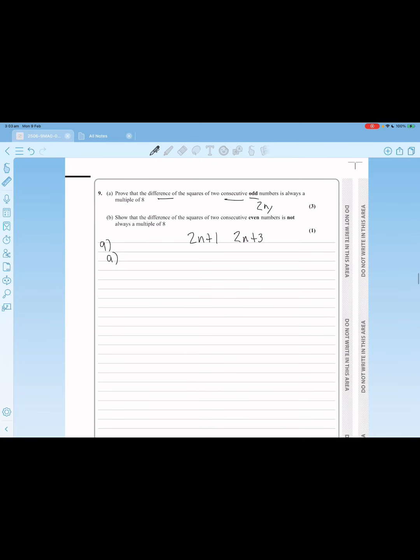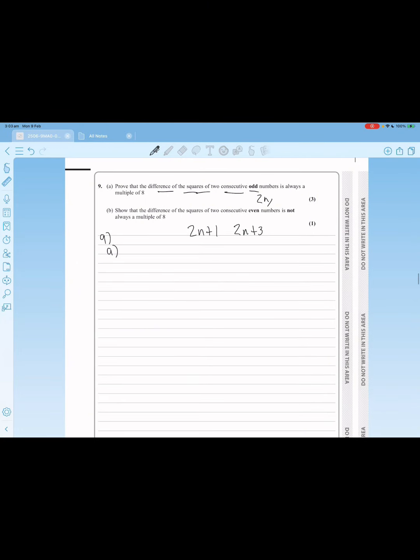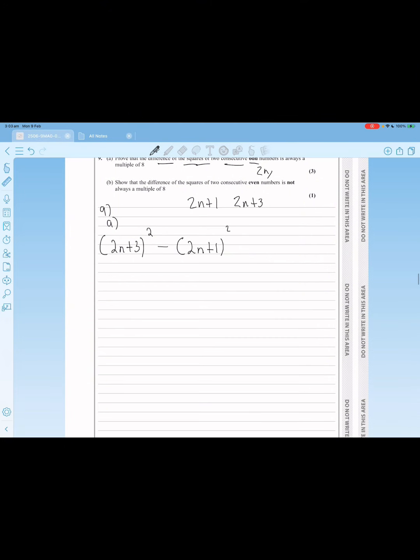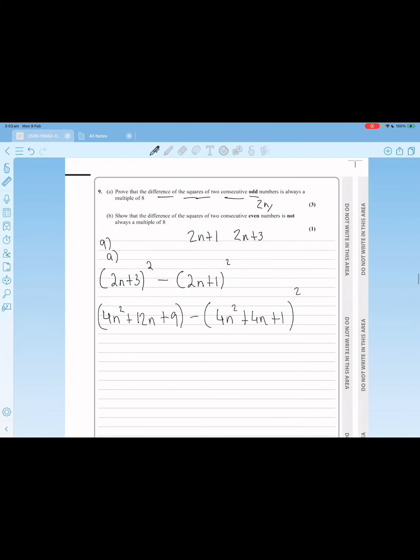So therefore, it says that the difference of the squares of two consecutive odd numbers is always a multiple of 8. So I'll start off and subtract the smaller number from the larger number. 2n plus 3 squared minus 2n plus 1 squared. Let's do it. 4n squared plus 2 times 2 times 3, which would be 12n, plus 3 squared, plus 9. I think that's right. Yep. Plus 9. Minus 4n squared plus 2 times 2 times 1 would be plus 4n plus 1 squared.